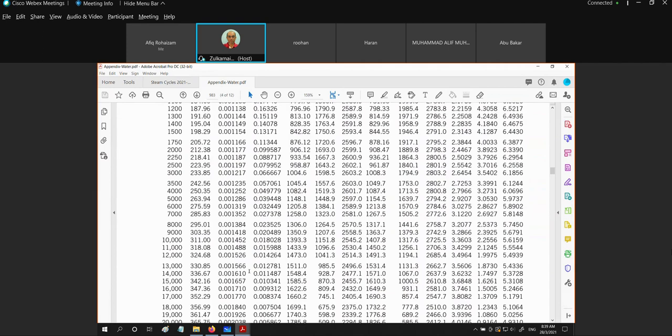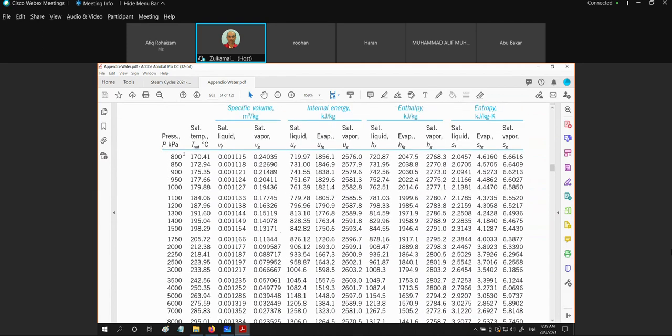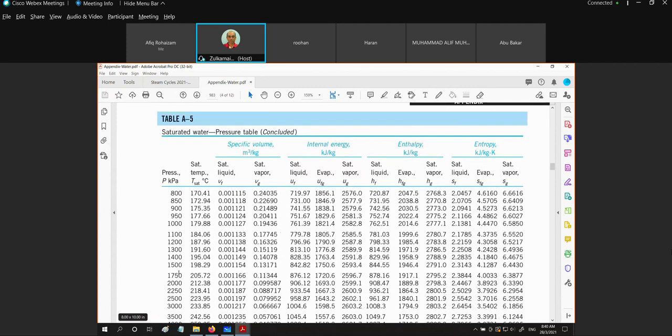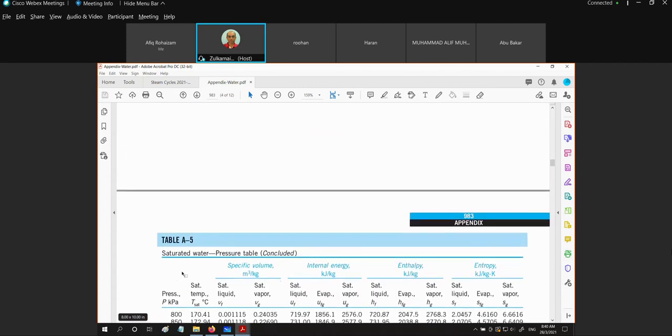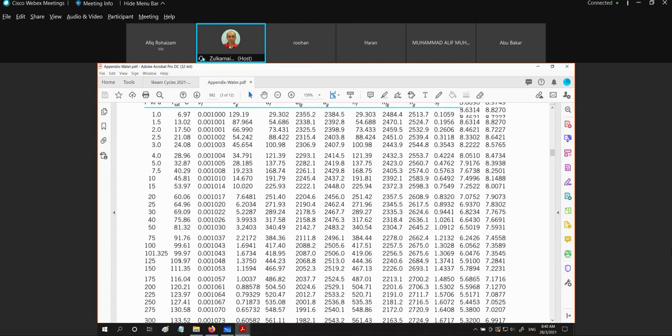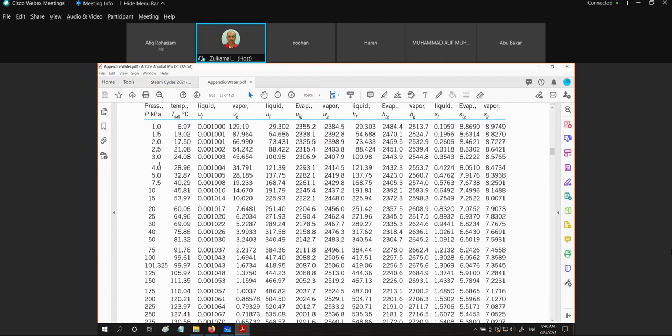If you refer to our table, you see this is our pressure table. 42 bar, 4,200. There's no 4,200. And 0.035 is equivalent to 3.5. So we don't have any 3.5. That's why I don't use that figure.